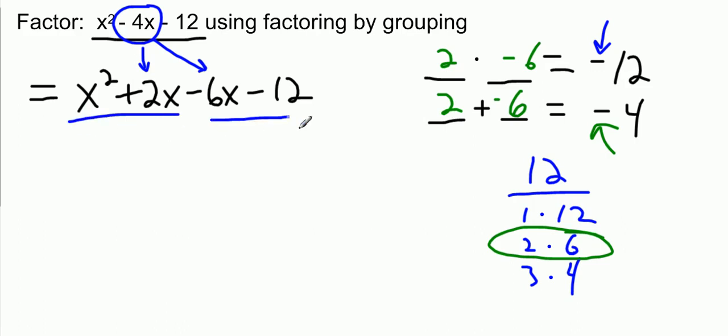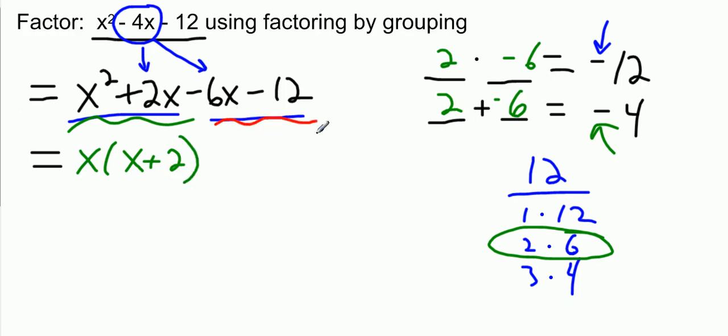Again, we're going to group and group. So that's called factoring by grouping. And then we're going to look for the GCF. What's common in this first group over here? Common factor of x. So I'm going to take the x out. I'm left behind with an x plus 2.